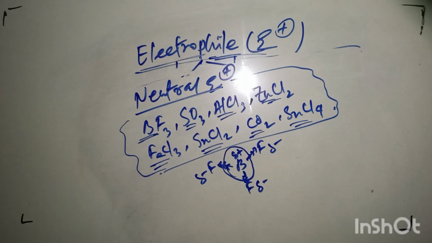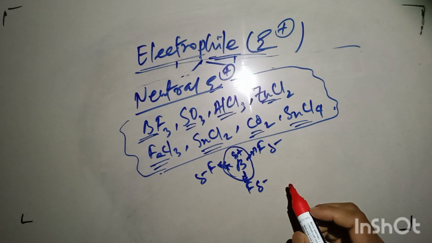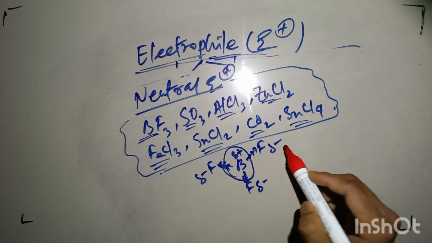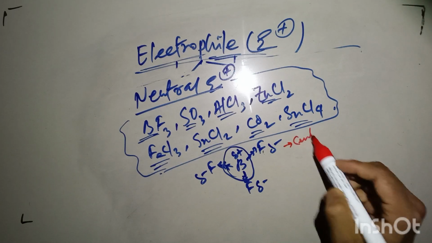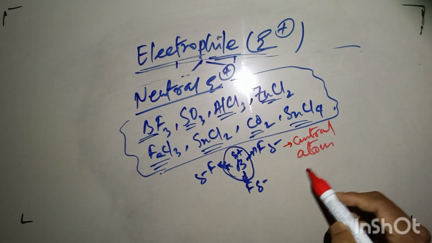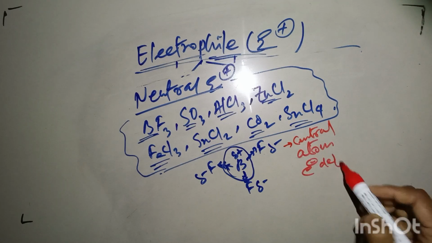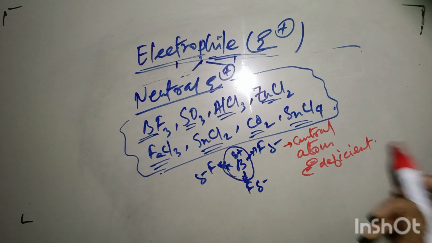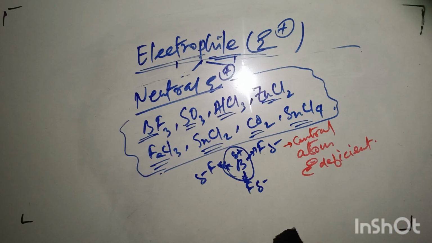When it becomes partially electron deficient, it will act as an electrophilic species. Okay, so this is most important. What are the most important points I have mentioned here? The most important point is, first of all, that the central atom is electron deficient.